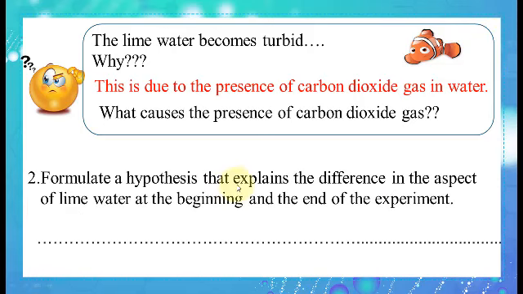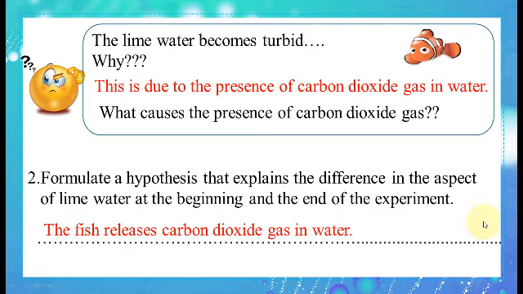Now it's time to answer number 2. Formulate a hypothesis that explains the difference in the aspect of lime water at the beginning and at the end of the experiment. The fish releases carbon dioxide in water.